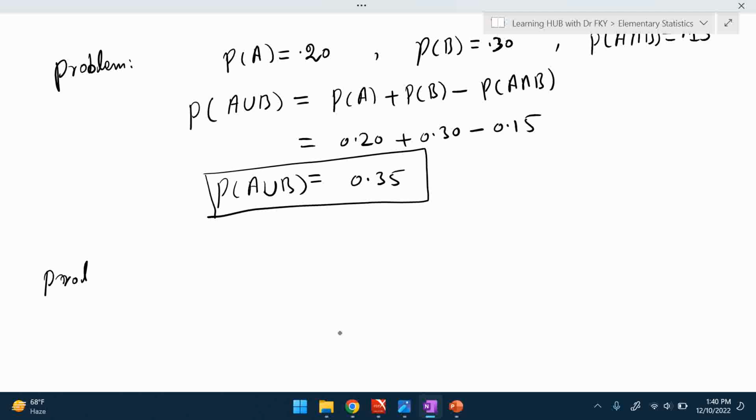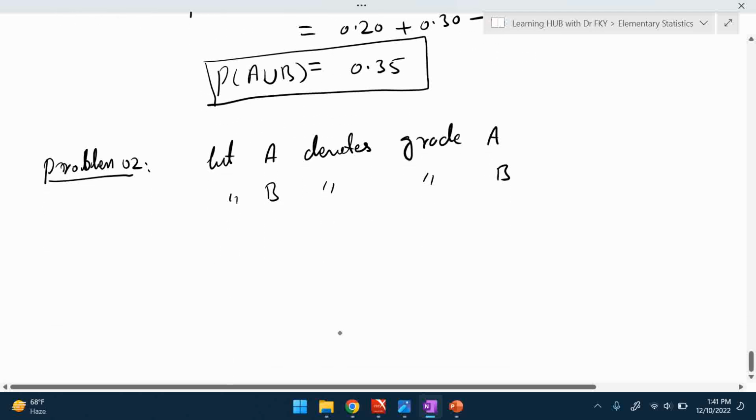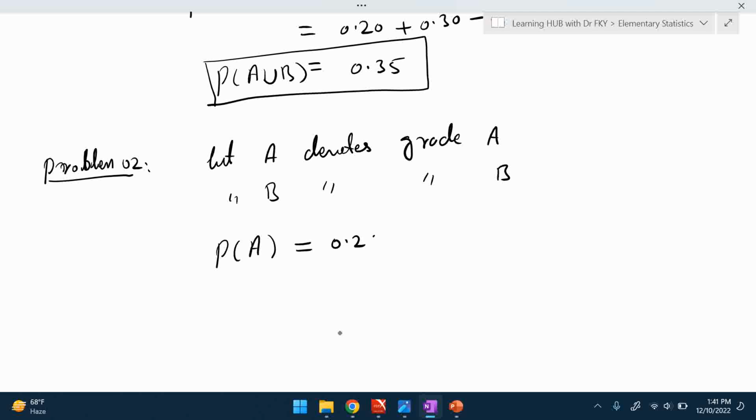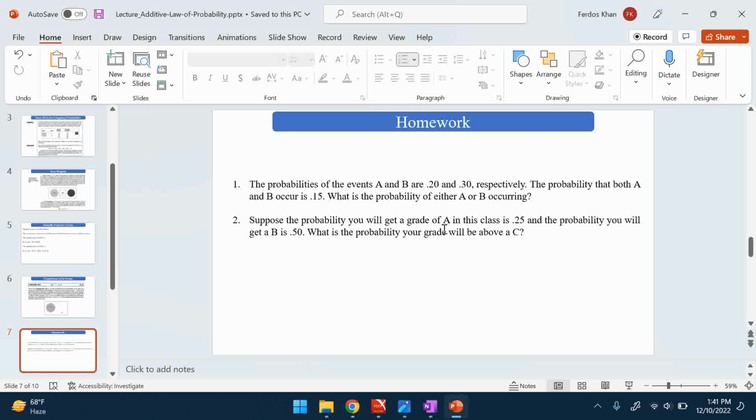So this is problem 1, and now problem 2. Let A denote grade A, B denote grade B. Now you know that the probability of getting grade A is 0.25, and the probability of getting grade B is 0.50. Okay, so this is the information given in the problem. The probability that you will get a grade A in this class is 0.25, and the probability you will get a grade B is 0.50. What is the probability that your grade will be above C?